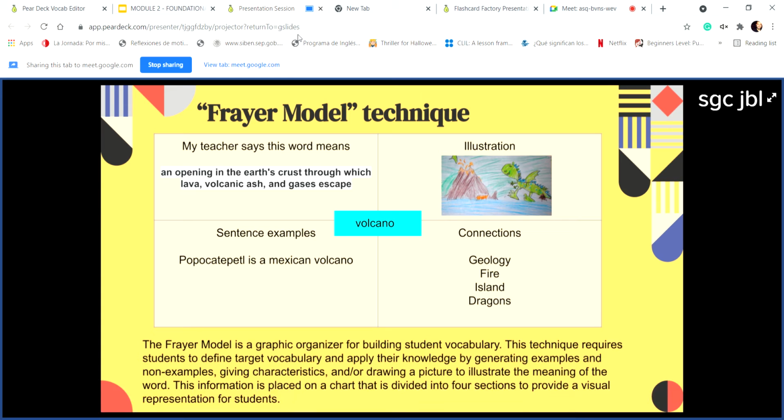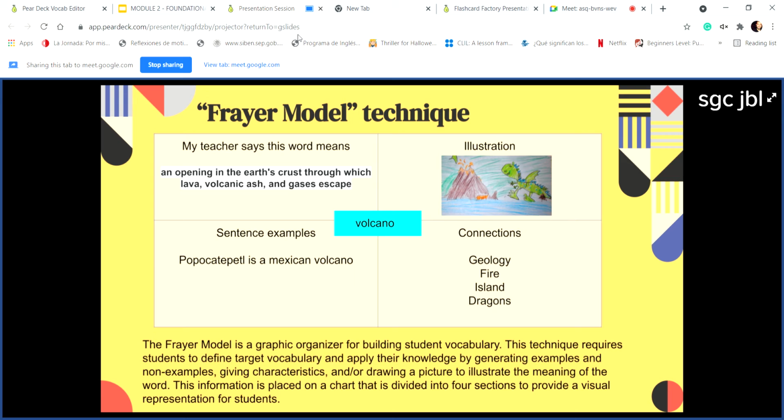This information is placed on a chart that is divided into 4 sections to provide a visual representation for students. And this is very valuable. What do you think? Maybe creating an end-of-term glossary built on the Frayer model technique, where your students will select specific terms or specific words during the whole school year, and they will deliver this.